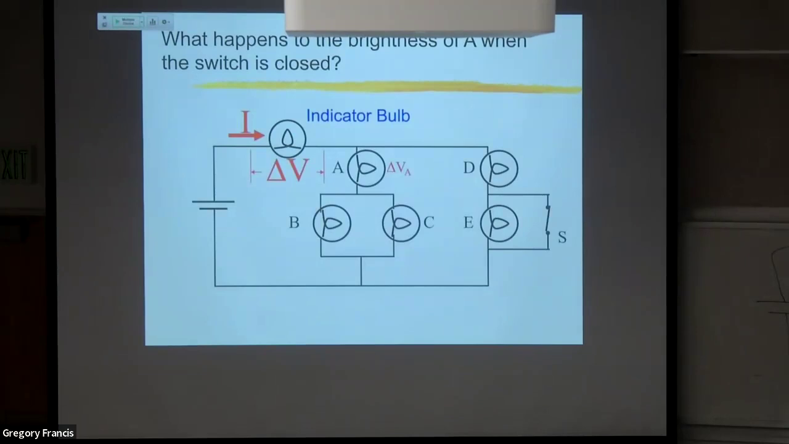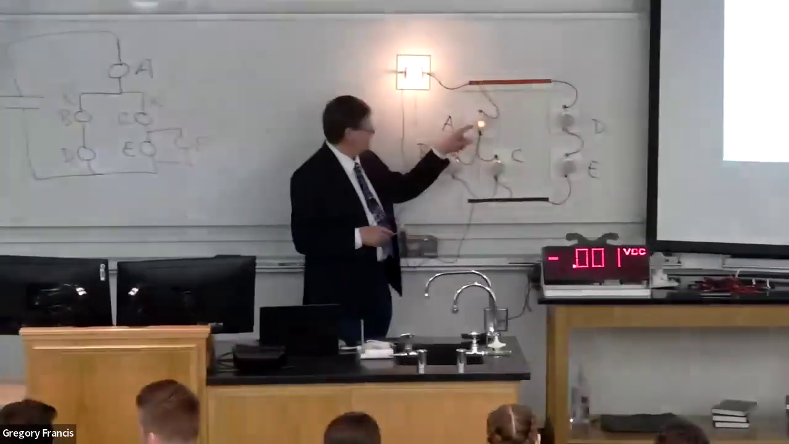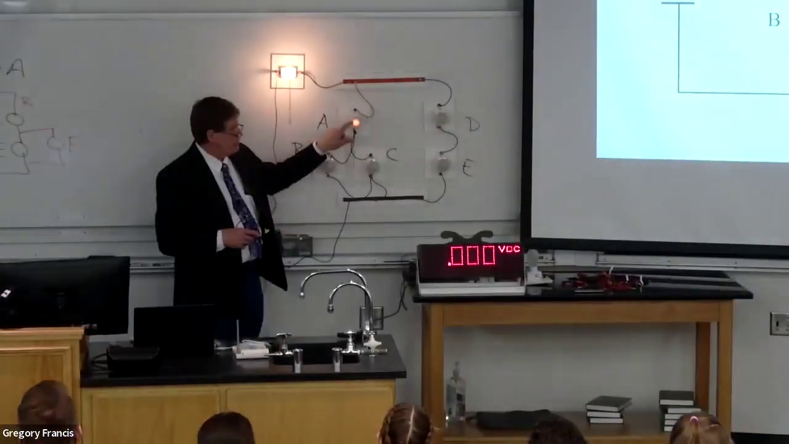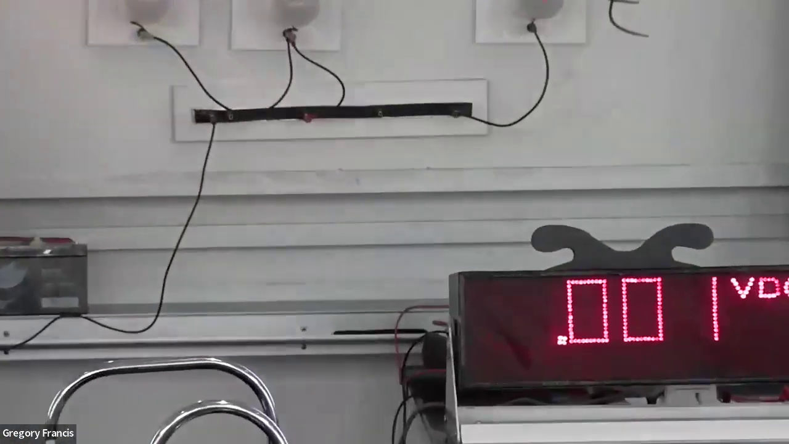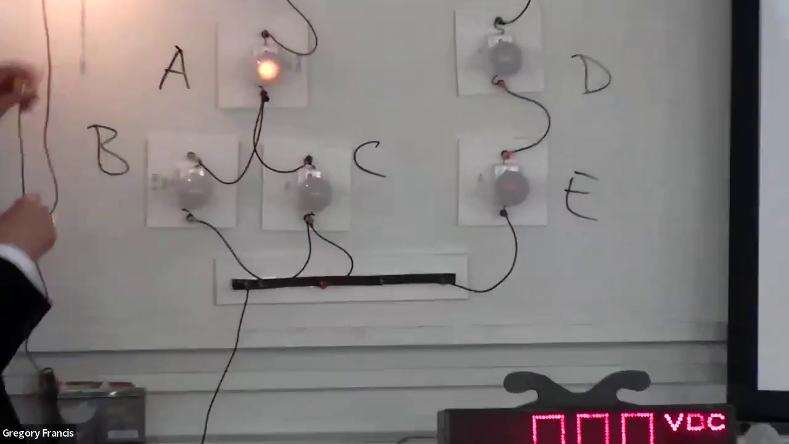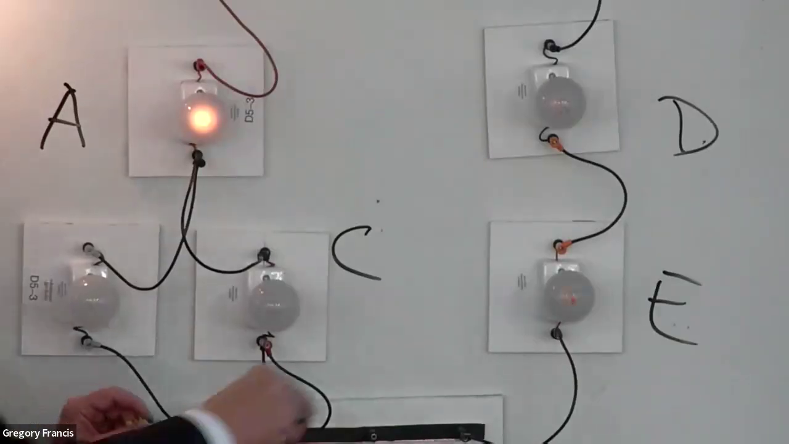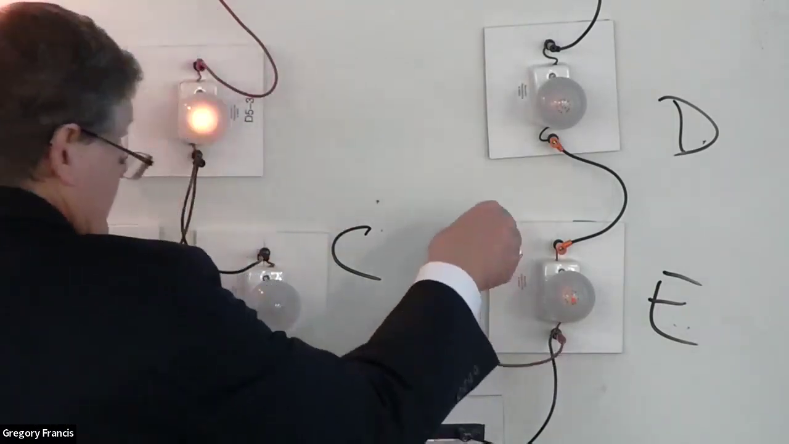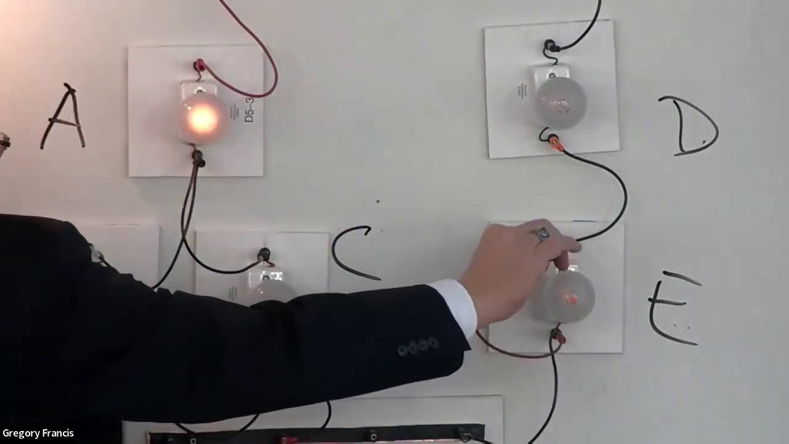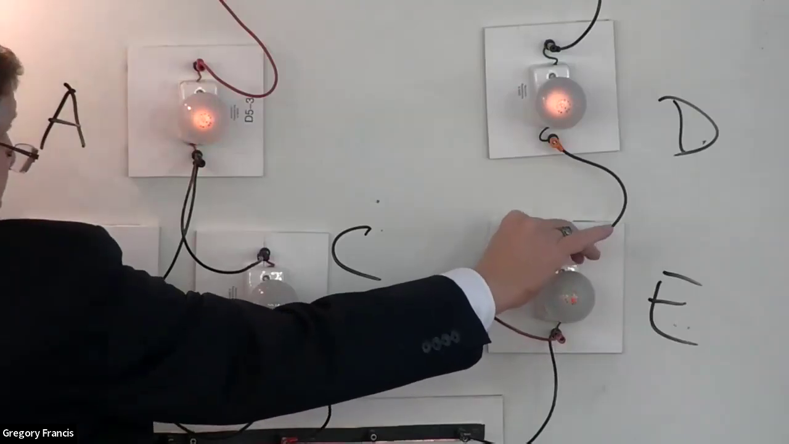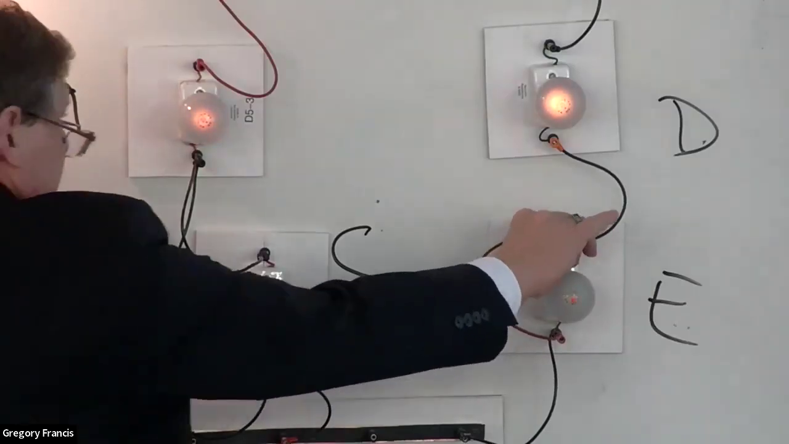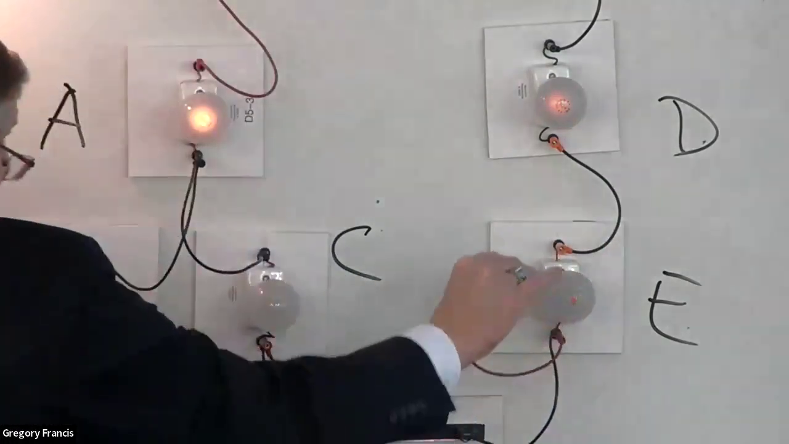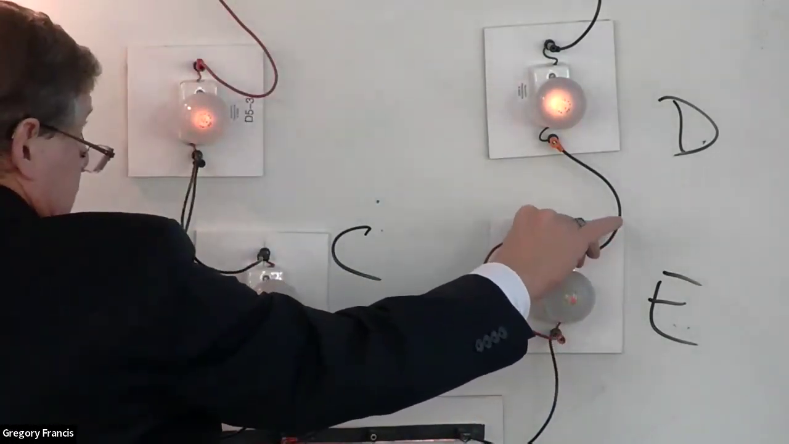Okay. Let's see if that's what happened. Our model predicts that A is going to get dimmer and D is going to get brighter. It also suggests that the indicator bulb is going to get brighter. So I'm going to short out E by closing the switch. First of all, watch A get dimmer. Did it get dimmer? Yeah, it did. Now watch D get brighter. Did it get brighter? Yes, say yes.